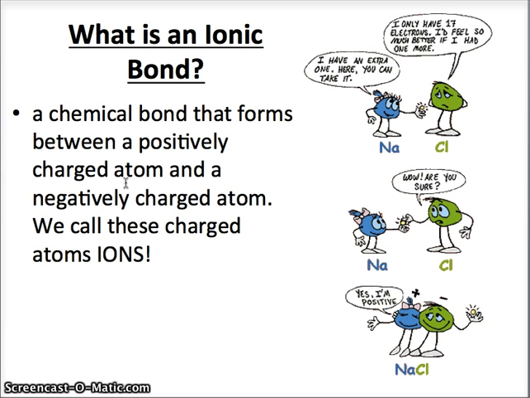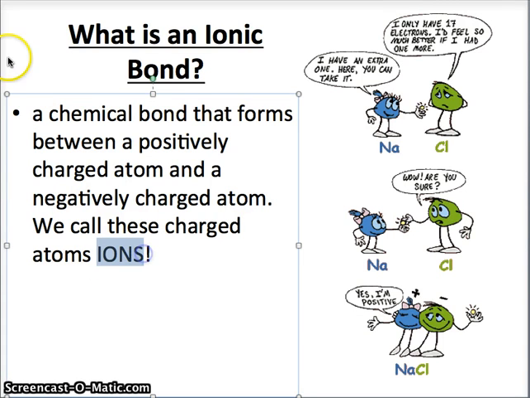So let's talk about what an ionic bond is. This is a chemical bond that forms between a positively charged atom and a negatively charged atom. These charged atoms are called ions. That is a huge vocabulary word.